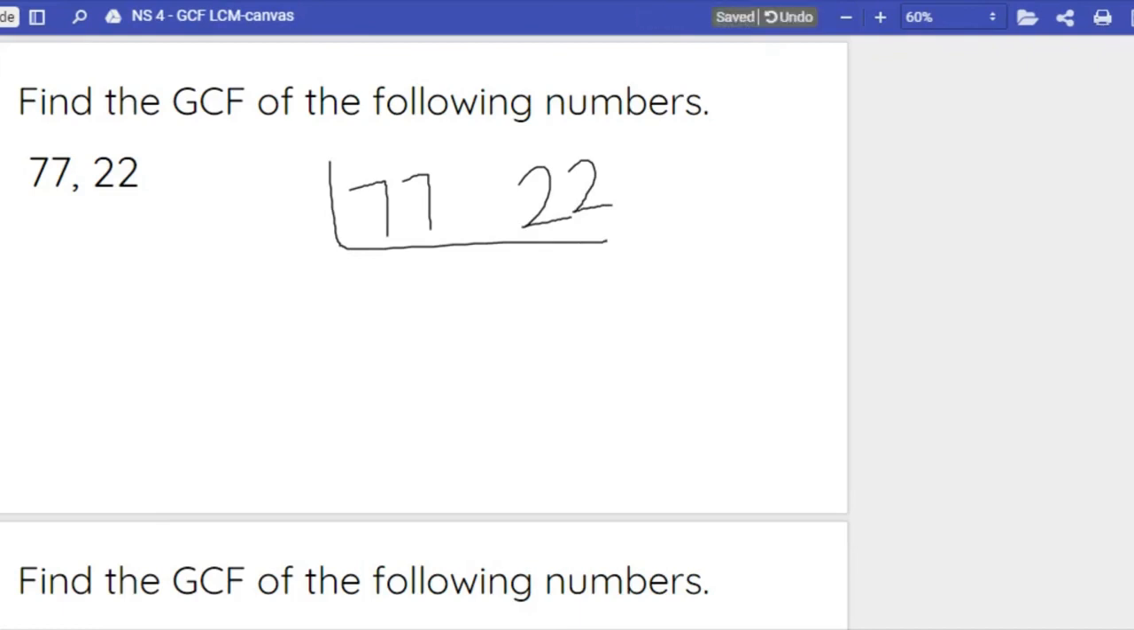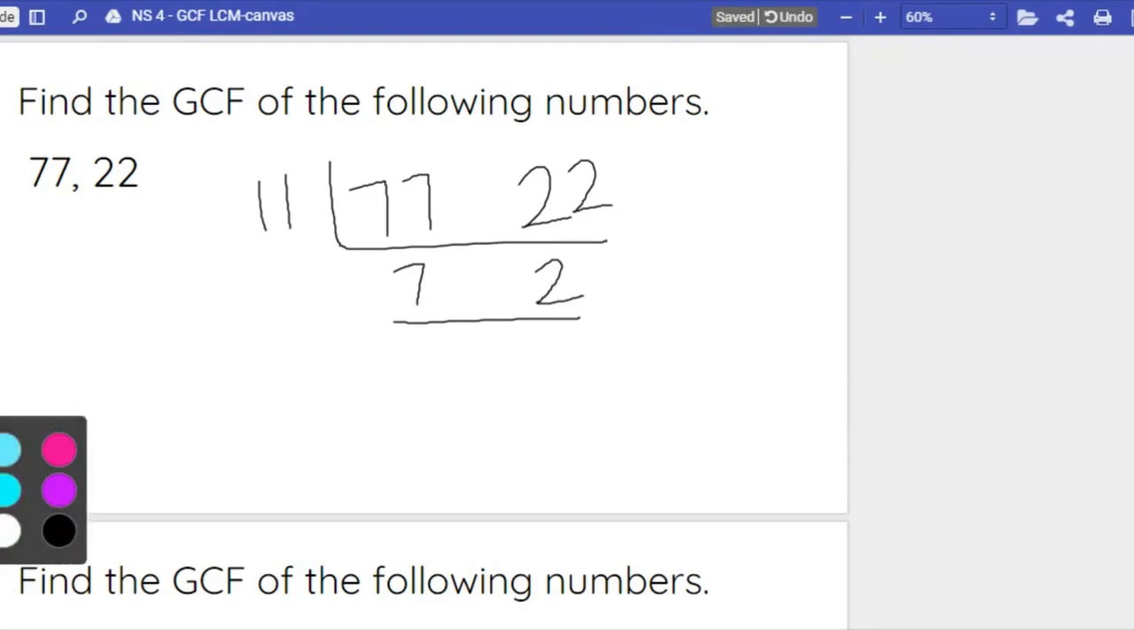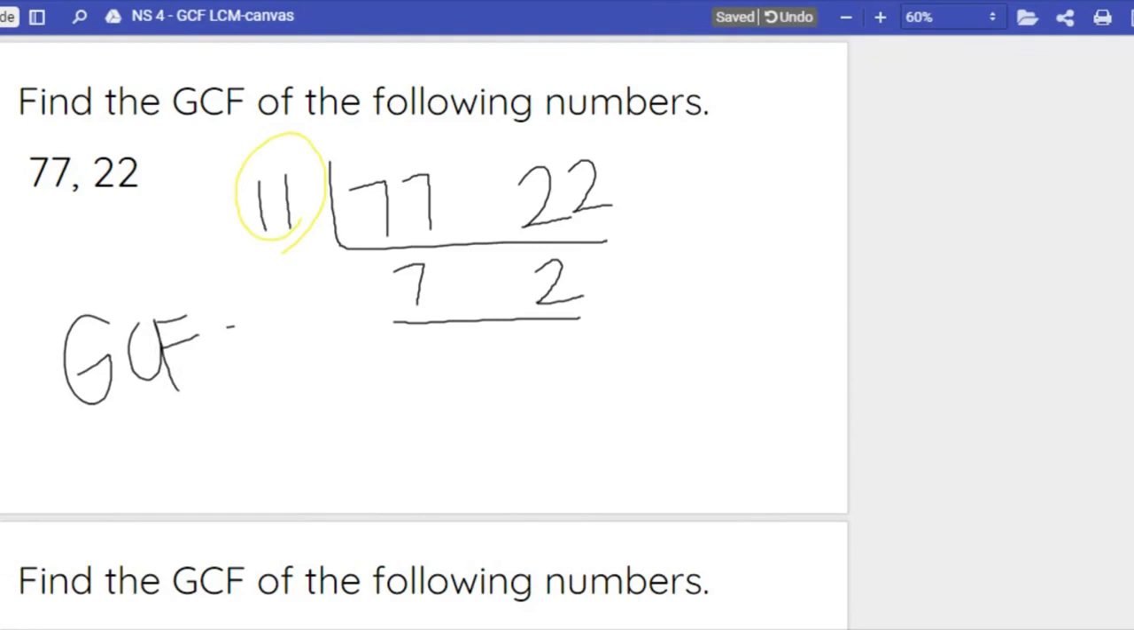Ooh, I know when I have double numbers that 11 can go into them. So I'm going to pull 11 out front. 77 divided by 11 is 7. 22 divided by 11 is 2. Looking at this 7 and 2, nothing goes into them other than 1. So I'm done. I look at what's out front and I have an 11. So my greatest common factor is 11.